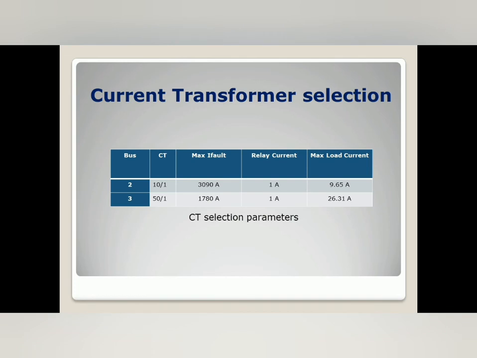The primary current transformer rating is low because the maximum load current from the result is low. So to get a suitable PSM percent setting, the 10/1 ampere and 50/1 ampere current transformers are chosen. The relay current is set to 1 ampere to make the calculation easier.